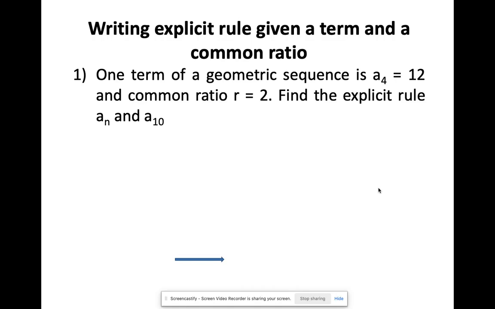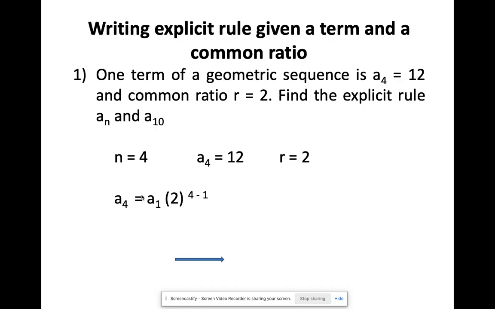First, we need to come up with the formula that is whatever we have. So n equals 4 because a sub 4 is 12, and the common ratio is 2. Substitute that into the formula. Which means a sub 4 is equal to a sub 1 times 2, because that's your common ratio, raised to the 4 minus 1.